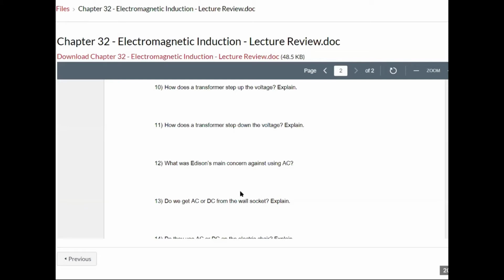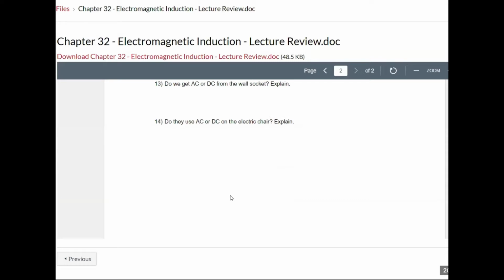Wall sockets have AC for sure. Electric chair was AC. Why was it AC? Which one, the sockets or the electric chair? Electric chair. Sockets is AC because obviously AC is the way you distribute the electricity, right? Because it was high voltage, right? I don't remember.